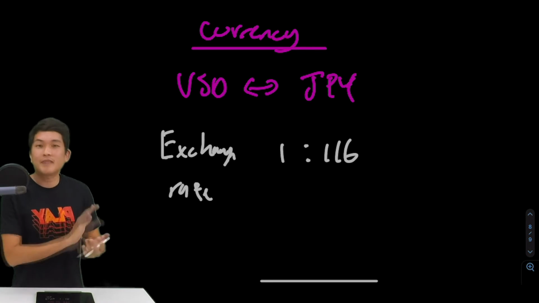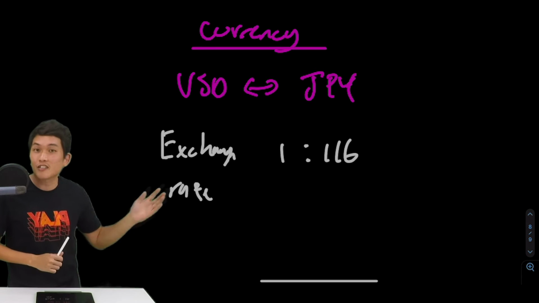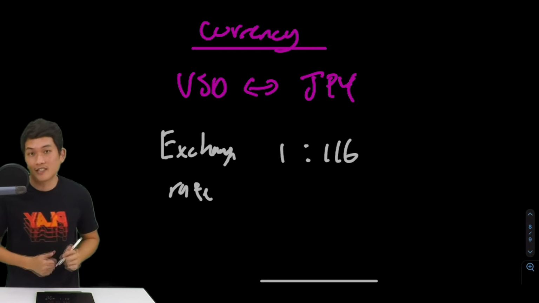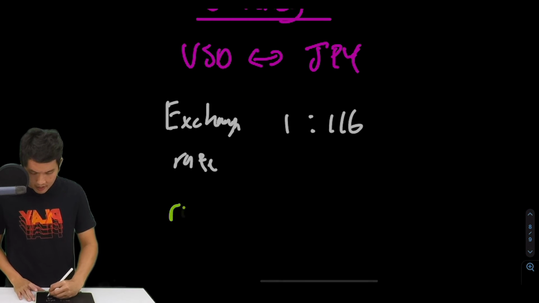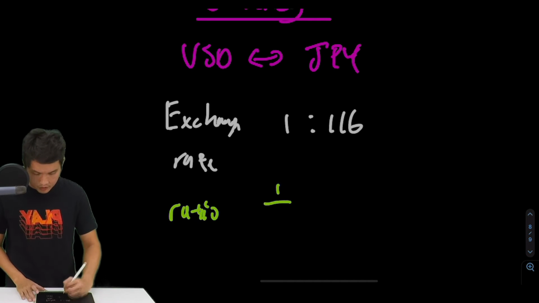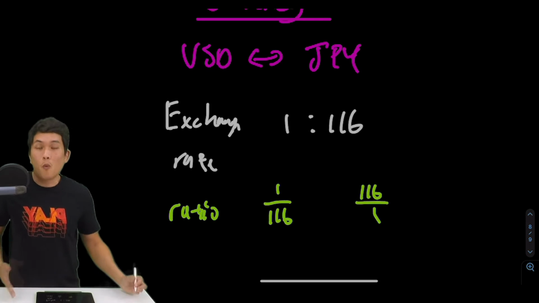So when you go to the money changer, you'll definitely see a display board where they show you the exchange rate. In this case, it is 1 to 116. So $1 US exchanges for 116 Japanese yen. A rate is kind of like a ratio, so you can see the ratio here. Okay, but I'm going to write it as a fraction. So it's 1 over 116 or 116 over 1, depending on what you are changing to.